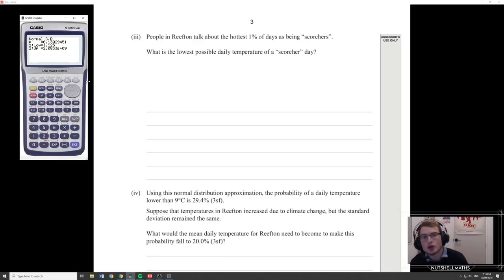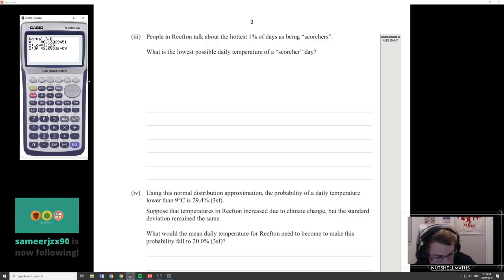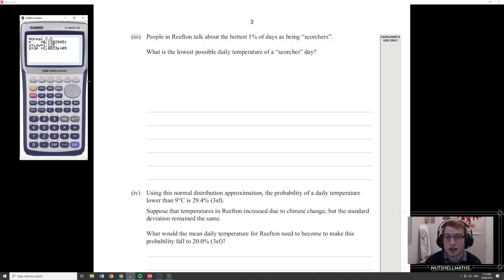People in Reefton talk about the hottest 1% of days as being scorchers. That's a real Kiwi thing. What is the lowest possible daily temperature of a scorcher? Man, my Google on my phone just started listening to me. Scary.